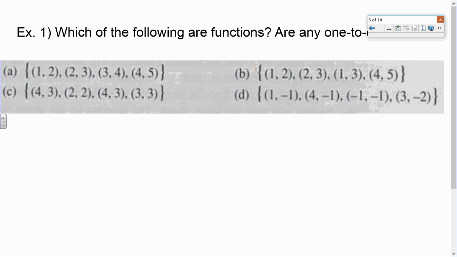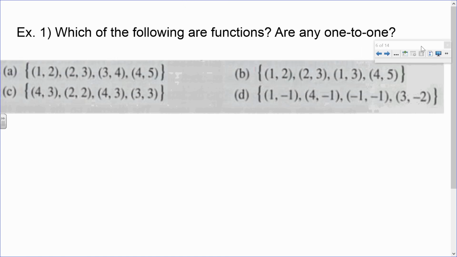Okay, this is what problems in the book are going to look like. Are they functions? Are they one-to-one? Anytime you say not function or not one-to-one, I need you to write me a reason. And so we're going to model what that would look like. For this one, let's just go through first and talk about function. Then we'll go back through them and worry about one-to-one.